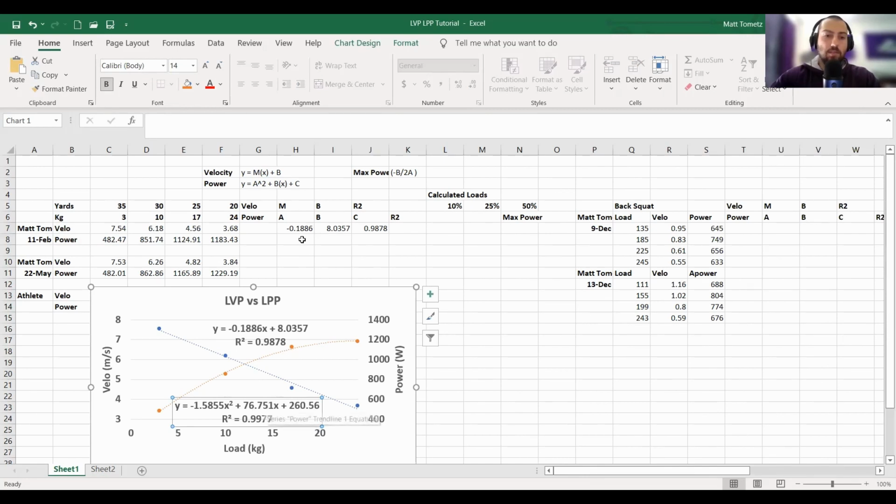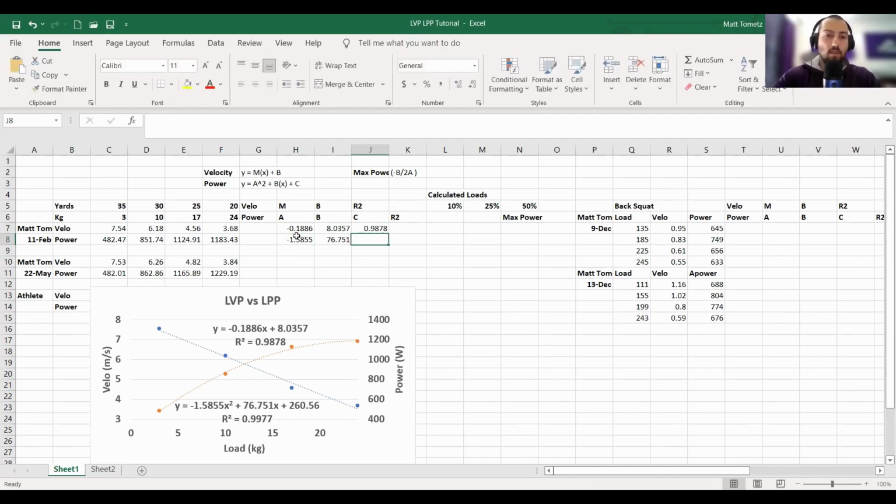For the power equation, this guy right here, I can get rid of this. The power equation, my A is negative 1.5855, my B is 76.751, my C is 260.56, and my R squared is 0.997.